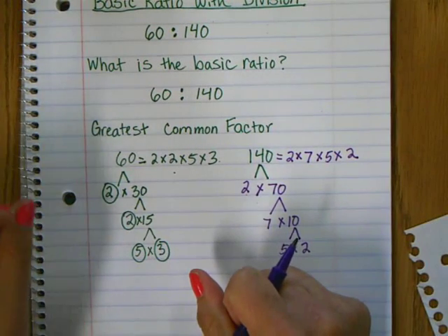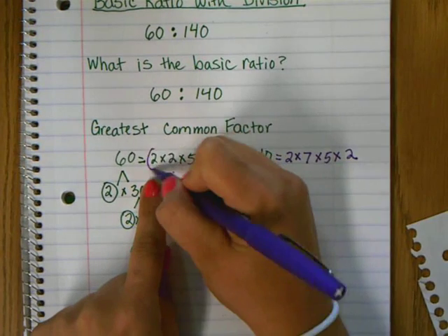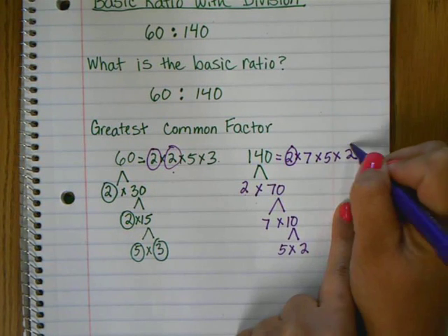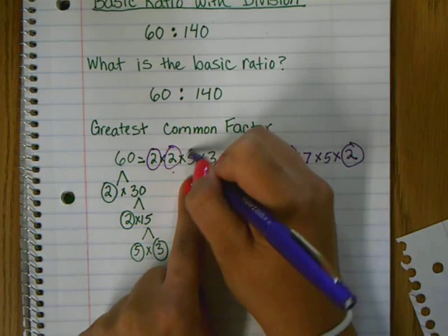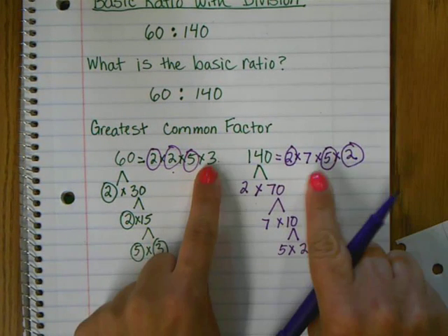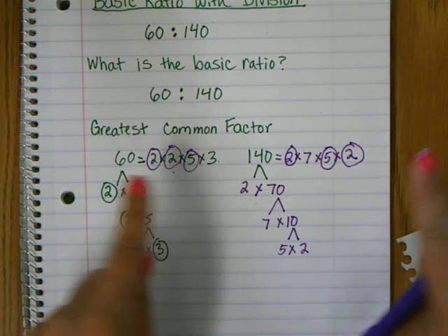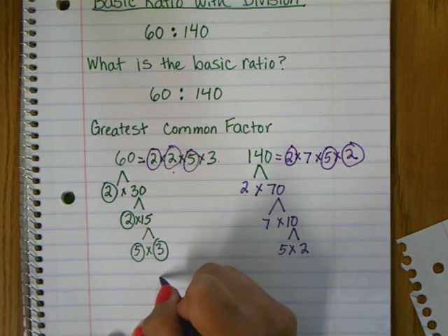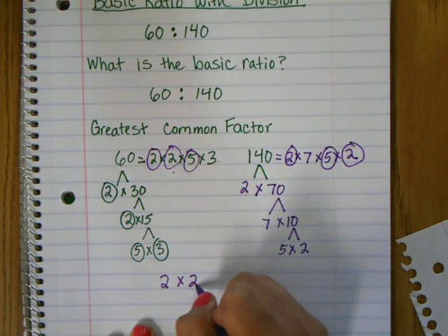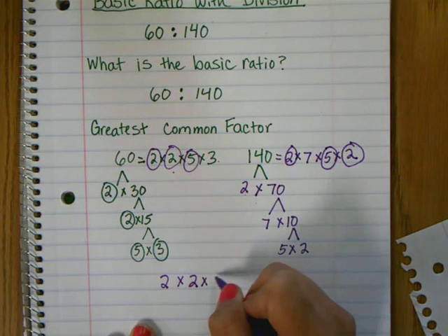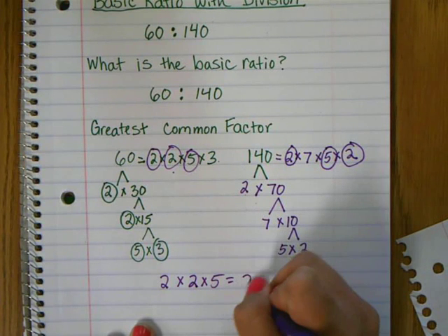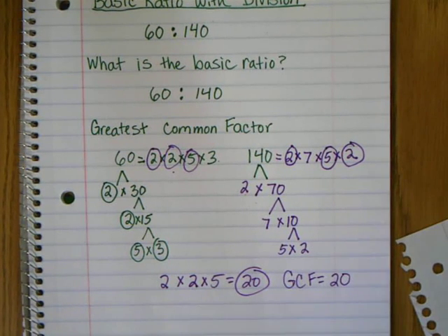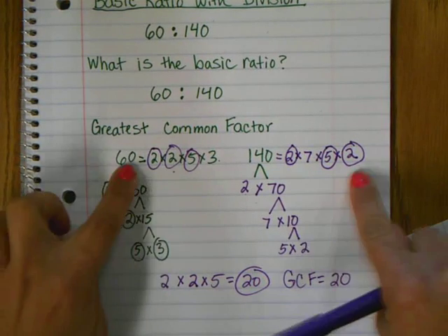Then I'm going to look at my list and circle the ones in common. There's a 2 here, a 2 here, a 2 here, a 2 here. There's a 5 and a 5. There's no 3 or 7 in both lists. So these 3 numbers are in both lists, and I'm going to multiply them. 2 times 2 is 4, times 5. What does that give me? 20. So I know that the GCF, or greatest common factor, is actually 20. That's just a little trick to figure that out.